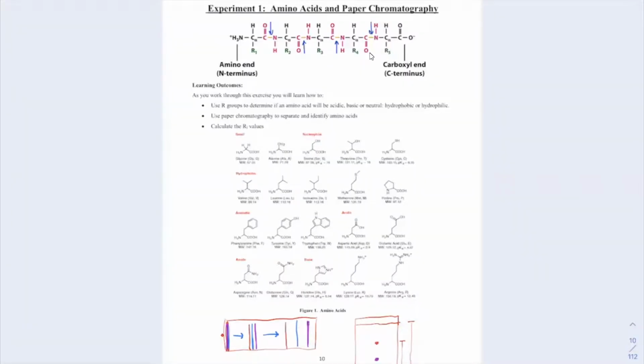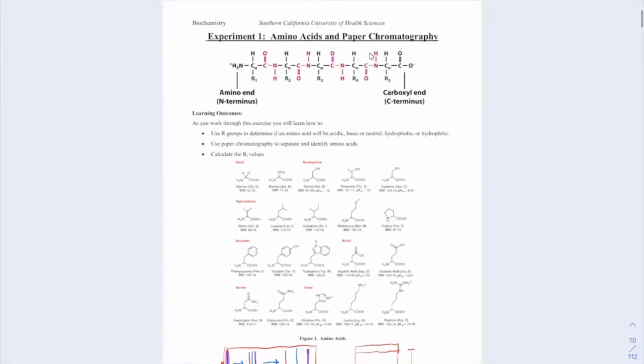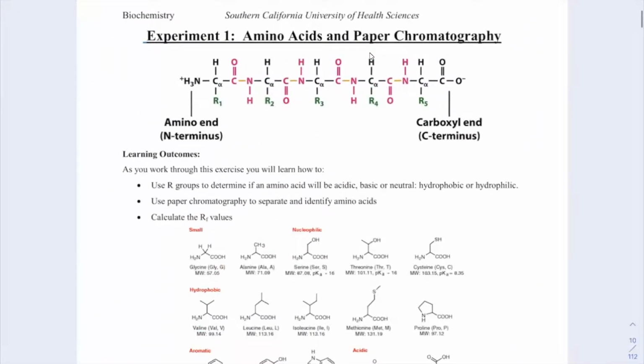So here we have at the top a polypeptide or a protein. This is composed of many different amino acids. Each of these individual amino acids, this one, for example, I will highlight, will have its own unique R group. And that R group will have very unique chemistry.